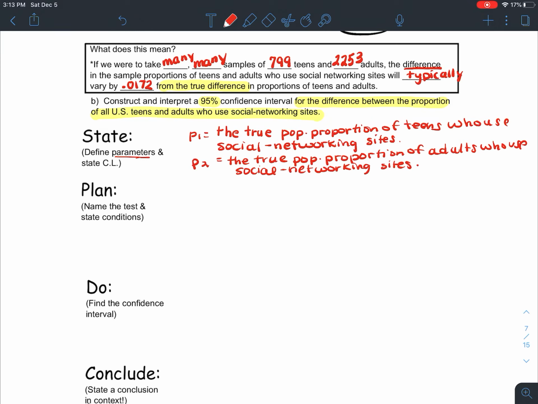Okay, now you notice I kind of left some little notes here off to the side underneath the state step. It also says we should state the confidence level. Okay, that's up here in the problem.